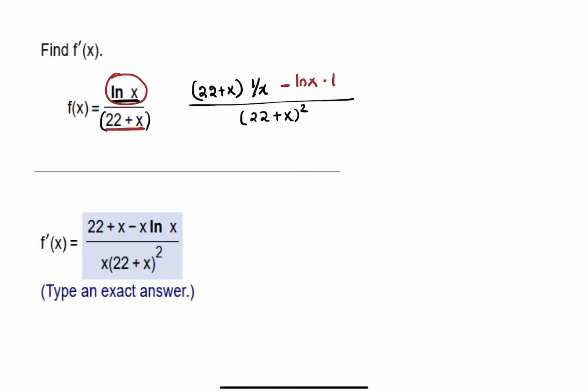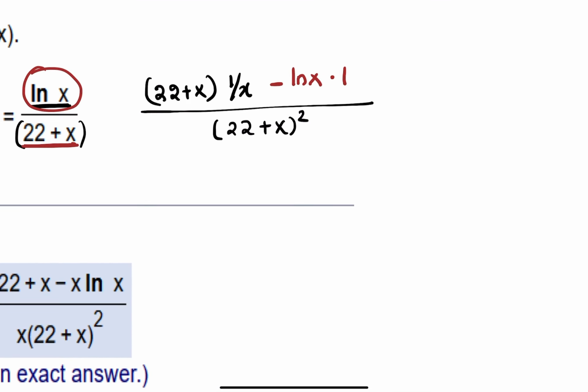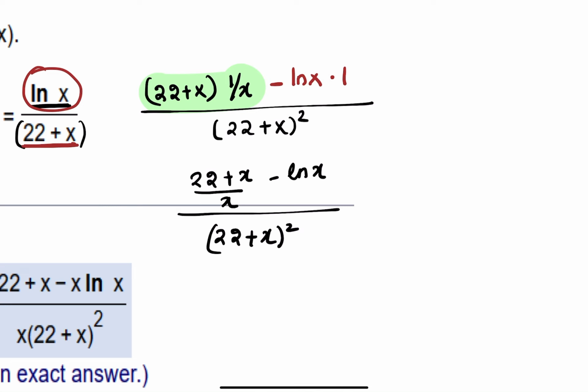And now let's see if we can simplify this one. When I simplify this, what do I get? I'm going to simplify this one first so you can see what's happening. This is 22 plus x over x minus ln x over 1, all over 22 plus x whole squared. I'm going to find the least common denominator of 1 and x, which is x. When I simplify this, I get a common denominator of x. I have 22 plus x minus x ln x.